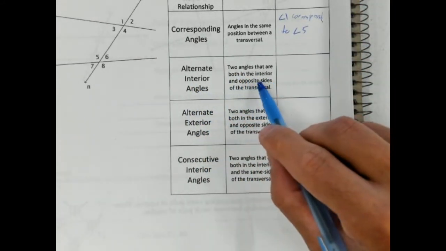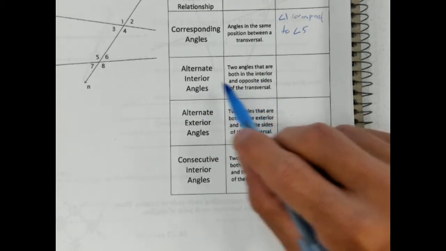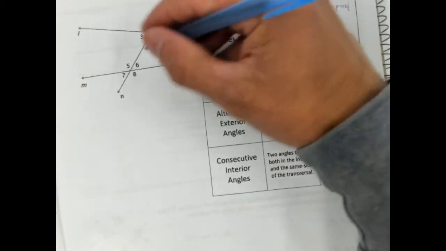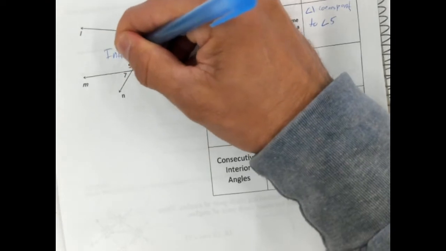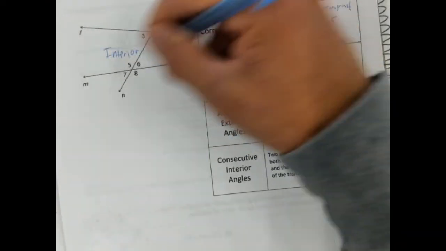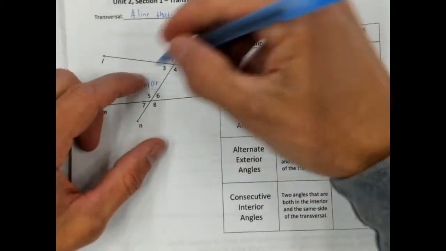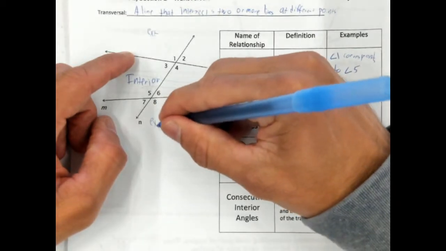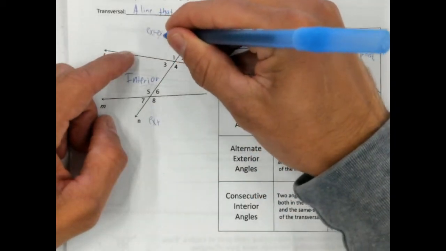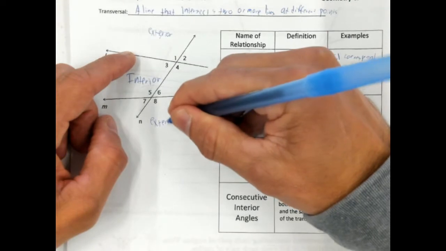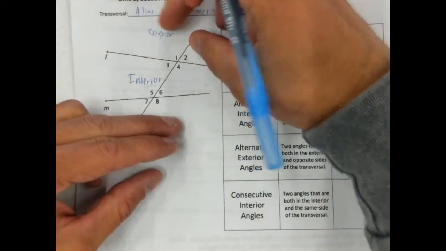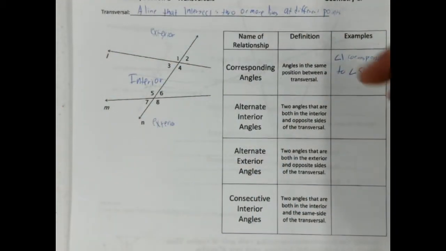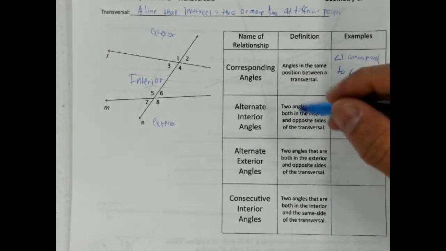Alright, alternate interior angles: two angles that are both in the interior and on opposite sides of the transversal. First of all, this is actually the interior. It's the interior because it's inside, in between the two lines that are being crossed. And obviously, if this is the interior, this here and this here would be considered the exterior. The exterior is outside the lines, the interior is inside the lines. Fairly straightforward.